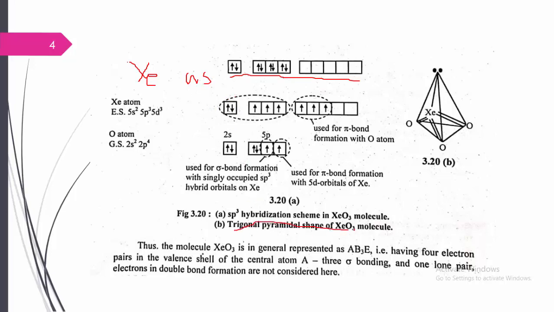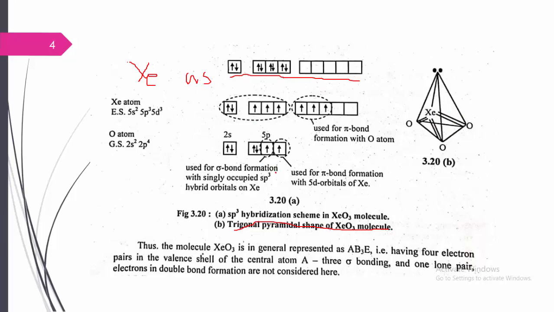See, the shape of this molecule is trigonal pyramidal. Here we can see the central xenon atom, here an oxygen atom, here an oxygen atom, here an oxygen atom, and the lone pair of electrons forms a pyramid. Therefore it is called the trigonal pyramidal shape of the xenon trioxide molecule.